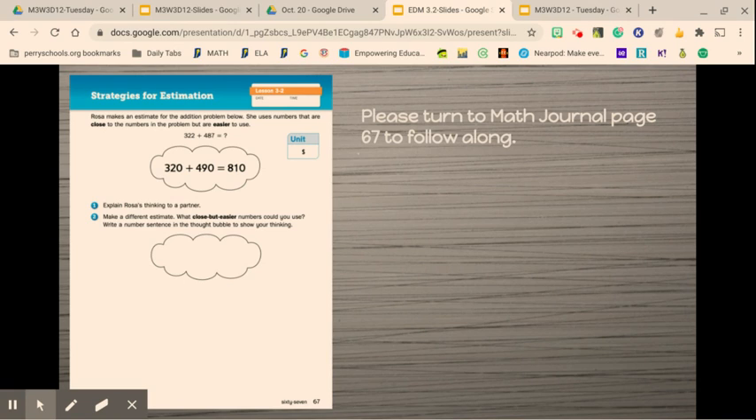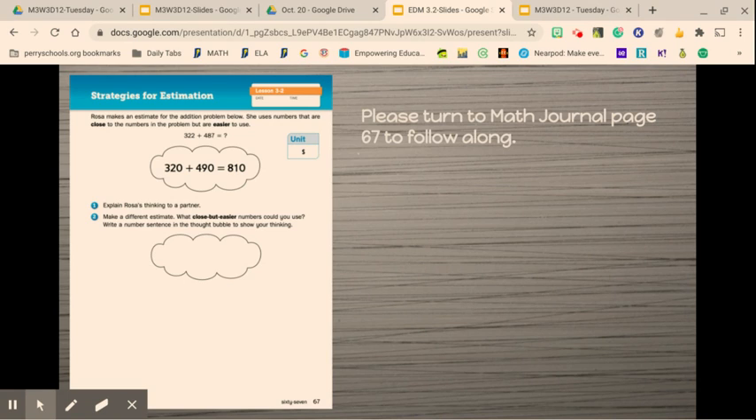So it says, Rosa makes an estimate for the addition problem below. She uses the numbers that are close to the numbers in the problem, but easier to use. Her problem is 322 plus 487 equals, and she wanted to make an estimate, so she used the numbers 320 is close to 322, and 490 is close to 487. So when she added those two together, she got 810.